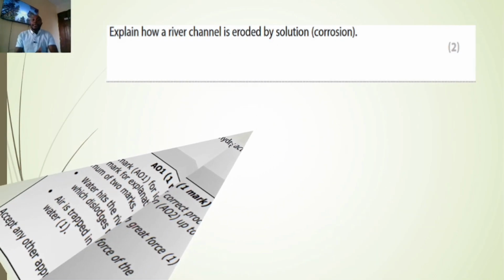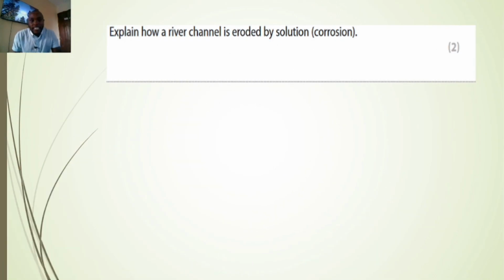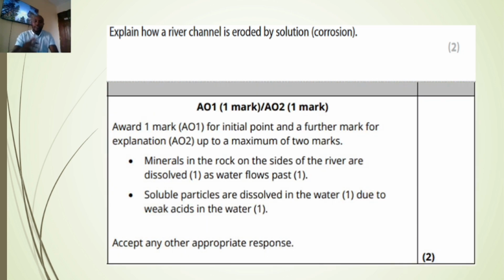Okay. Then we go to explain how a river channel is eroded by solution. Guys, it's easy. Remember, it's the chemical dissolving. So we have that minerals in the rocks of the river are dissolved as water flows past. Remember to explain, so don't just mention the rocks are dissolved and then leave it there. Make sure you give some other point that can give you a mark.